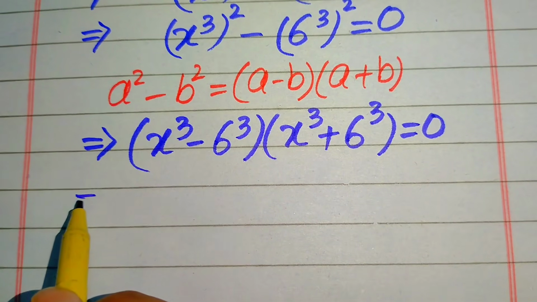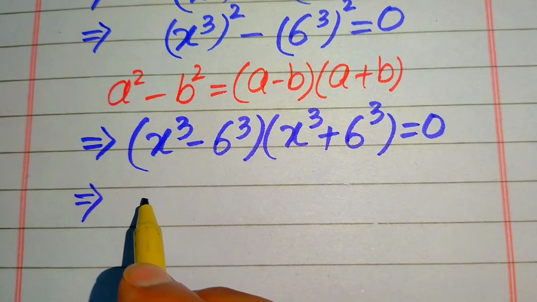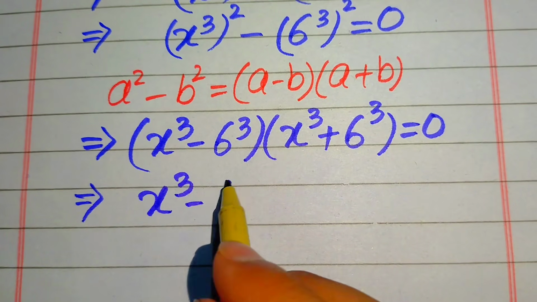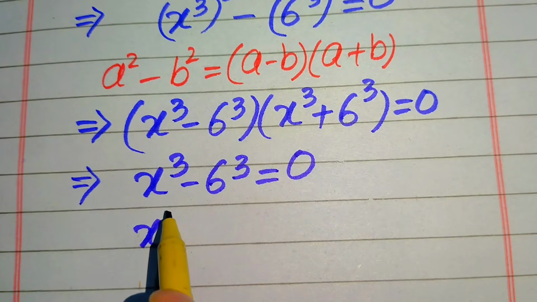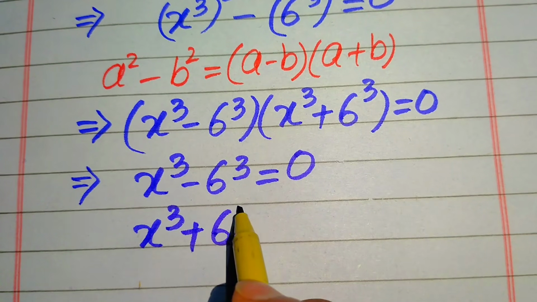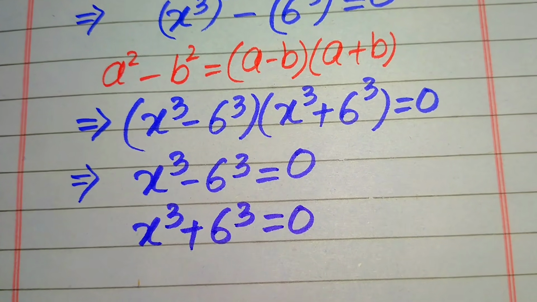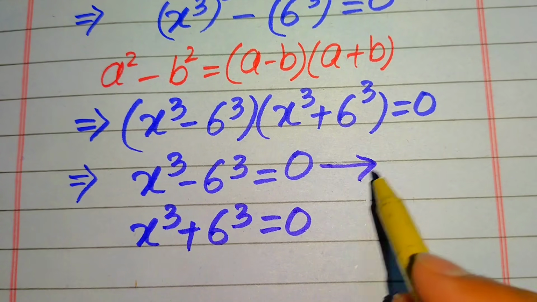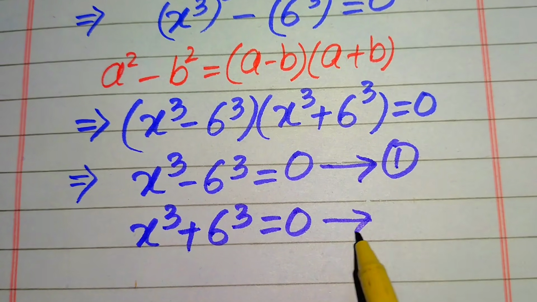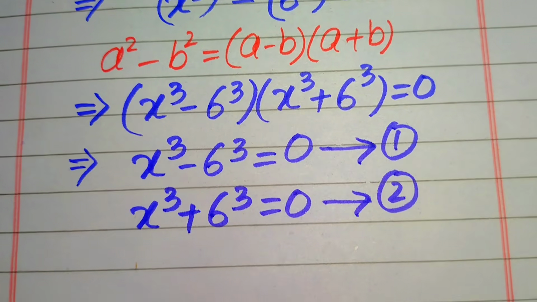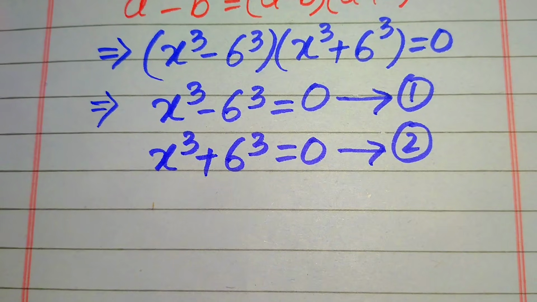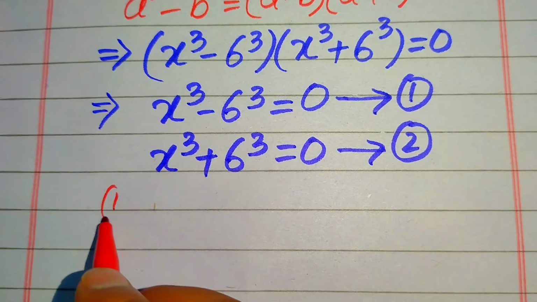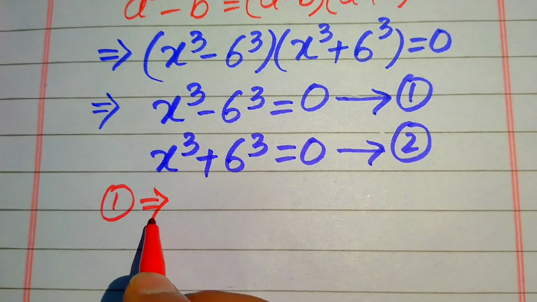And now further in the next step we divide this equation into two cases. The first case is we write x cubed minus 6 cubed is equal to 0, and the second case is we write x cubed plus 6 cubed is equal to 0. So here we call this our equation number 1 and this is our equation number 2. So we solve both of these two equations for the values of x, and we get overall 6 roots of the given equation.